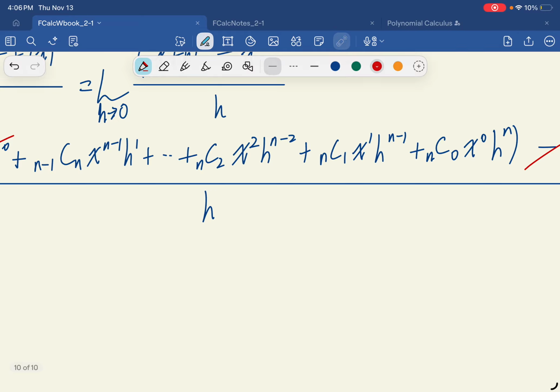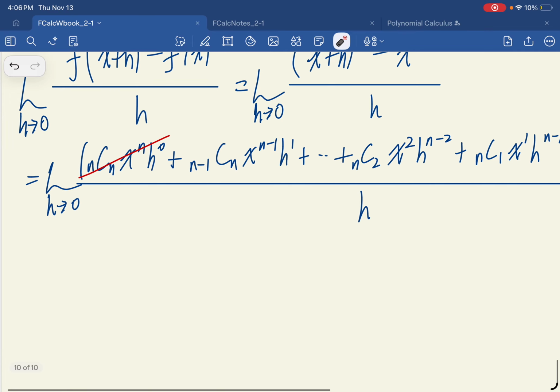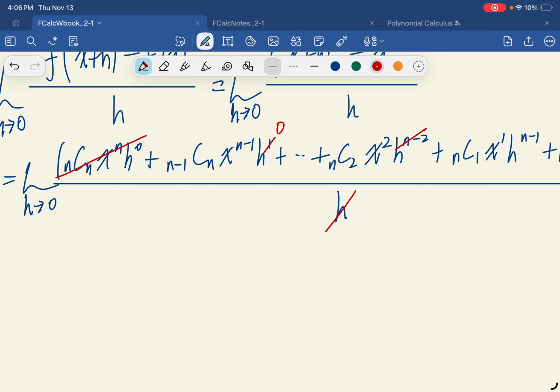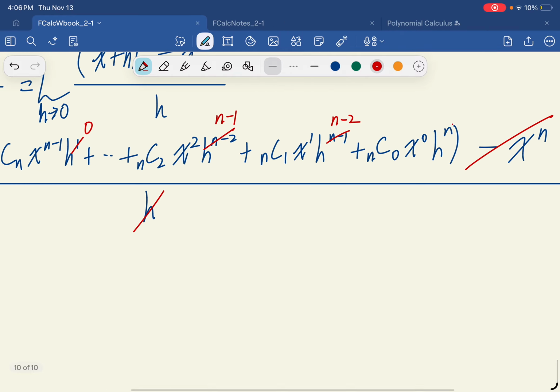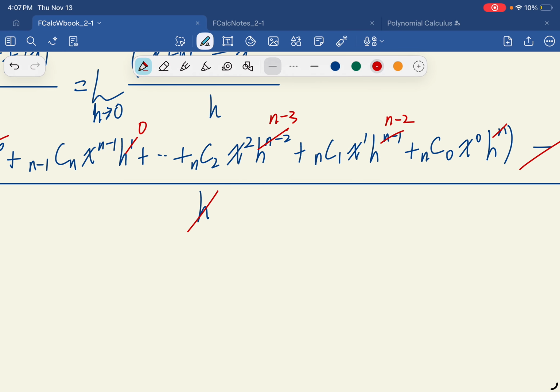Okay, so as you can notice, the remaining terms all have a factor of h in them, right? So we can cross out the h, because we know that, in a limit, h is never going to actually equal 0. So we cancel it out. So this will become h to the power of 0, and then h to the power of 1, all the way to h to the power of n minus 1, h to the power of n minus 2, and h to the power of n minus 3.